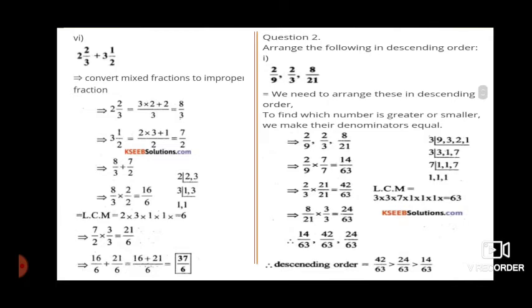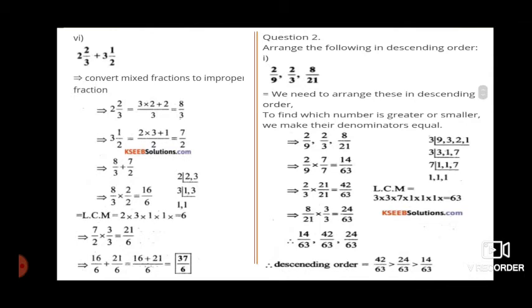To get 63, with what number do we have to multiply 9? That is 7. So 2 by 9 into 7 by 7, next 2 by 3, we will get 14 by 63. Next fraction is 2 by 3. The denominator is 3 and we have to get 63. So to get 63 with the 3, we have to multiply with 21. So 2 by 3 into 21 by 21, we will get 42 by 63.